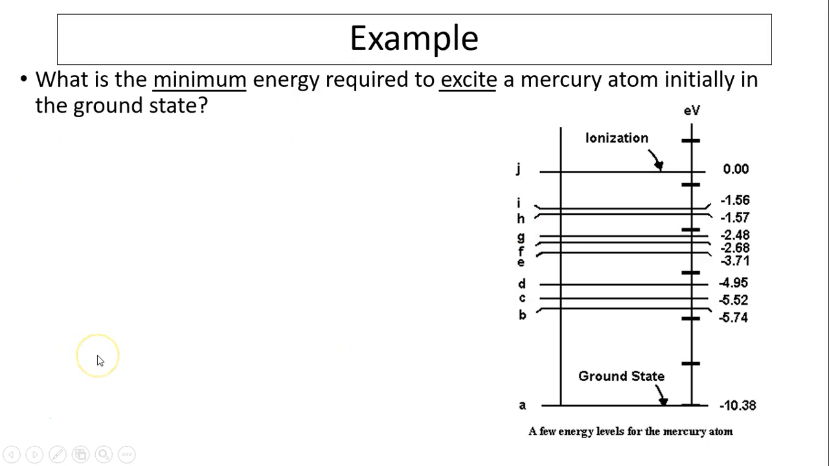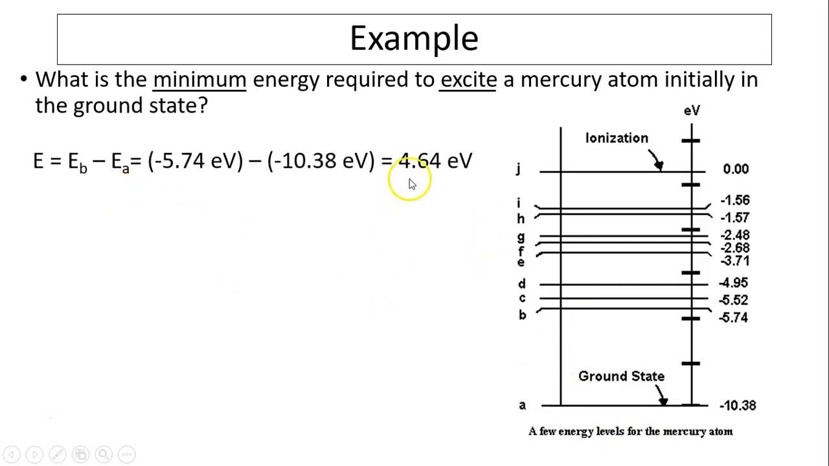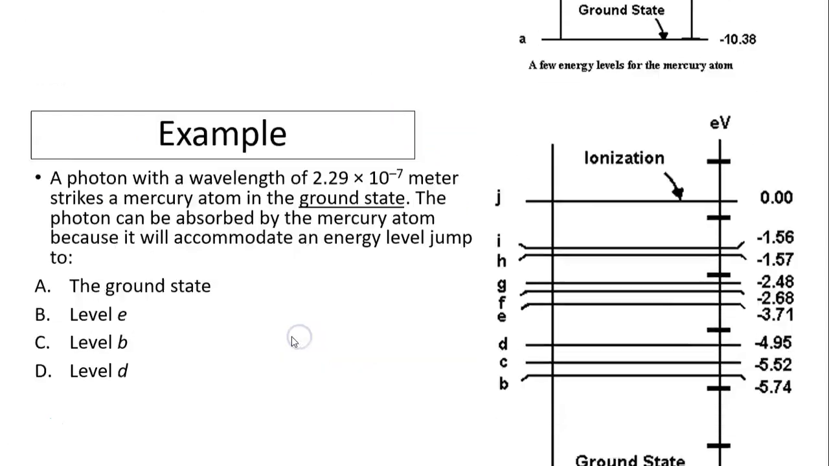Another example. What is the minimum energy required to excite a mercury atom initially in the ground state? So the minimum is go from A to B. So what is the energy required from A to B? Just do the difference in energy, which is 4.64 electron volts.